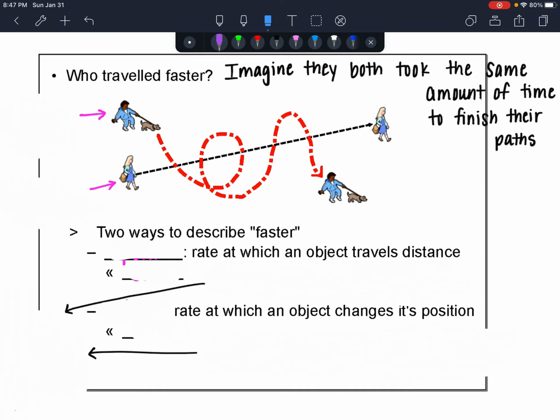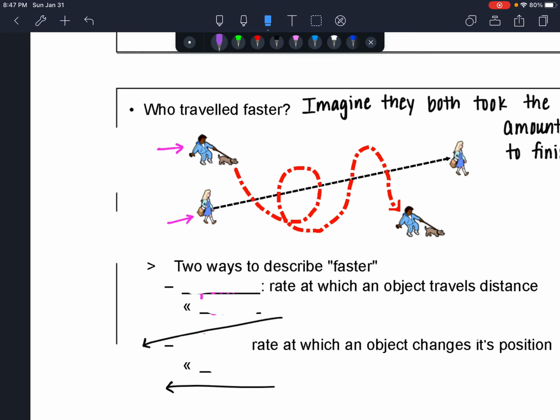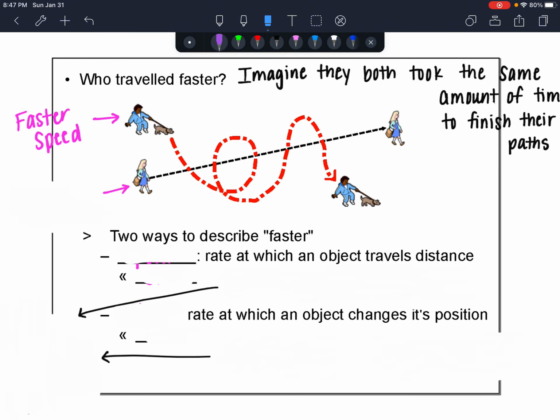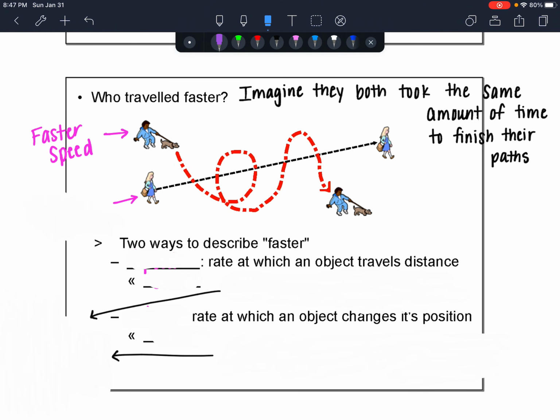If you thought that the person who traveled the red path had to travel faster, you'd be right. They did have a faster speed. And in everyday terms, that's how we describe motion, is how far someone gets in a certain amount of time. So our scientific definition for speed is the rate at which an object travels a distance. The more distance traveled in a certain amount of time, the faster the speed. This is a scalar quantity, because it doesn't have anything to do with direction as much as it does with the amount of length traveled in a certain amount of time.